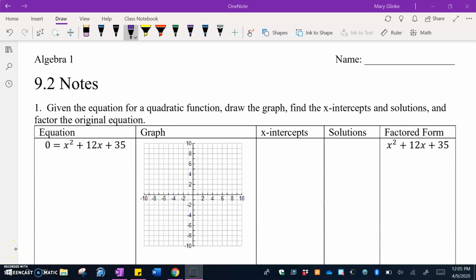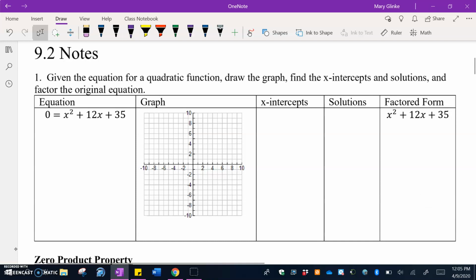Hello everyone, today we're going to do 9.2, which is going to end up being solving quadratic equations by factoring. So our first example here, we're going to connect everything back to what we've done in the past. So we have graphed quadratics for quite a while now. We're going to take our equation and we're going to find our vertex by doing negative b over 2a.